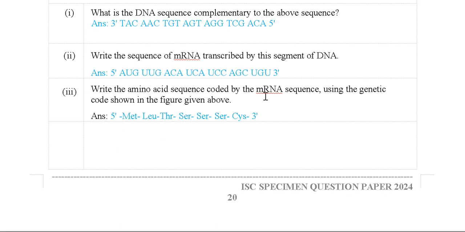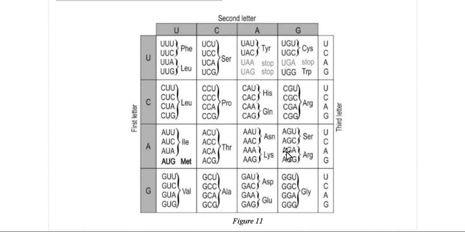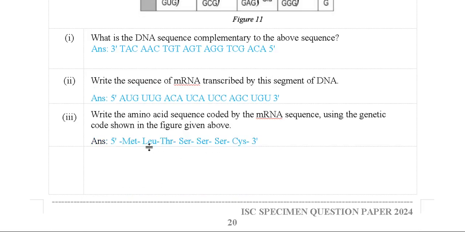Write the amino acid sequence coded by the mRNA sequence using the genetic code shown in the figure given above. So this is 5' to 3', and according to the codon, the particular amino acid is written. I have written that by picking the information from here, which shows which particular codons are responsible for coding the formation of the different amino acids. So you will get that from here, and by seeing each codon we can form this amino acid sequence.